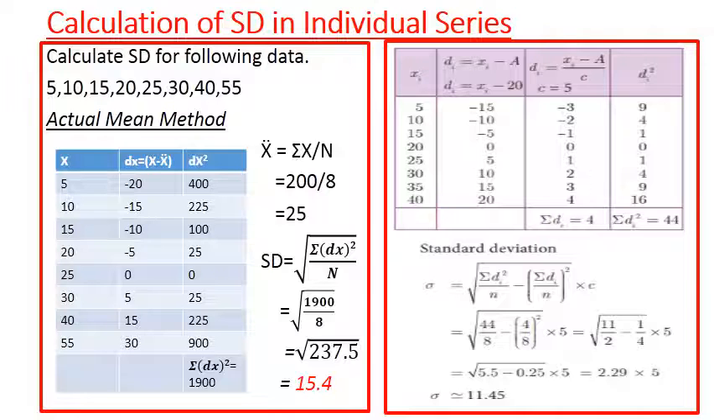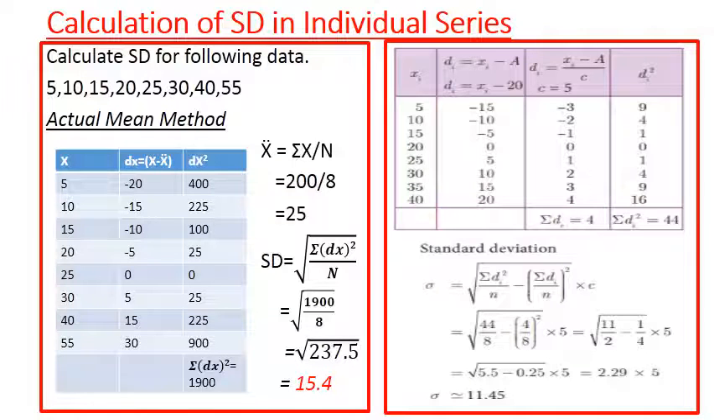So dx is equal to x minus x bar. X is 5. 5 minus 25 is minus 20. 10 minus 25 is minus 15. 15 minus 25 is minus 10. 20 minus 25 is minus 5. 25 minus 25 is 0. 30 minus 25 is 5. 40 minus 25 is 15. And 55 minus 25 is 30. So these are the deviations. Now dx square, the square of the deviations. To eliminate the negative sign, we square these deviations.